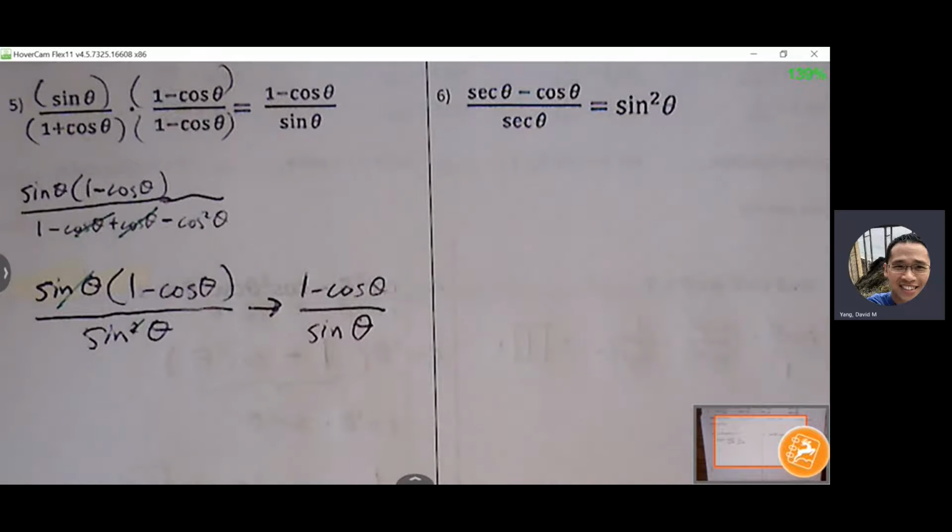Okay, good with 5? Okay, take a look at 6. I'm realizing that the step that I did on my key may not be the most efficient, but I want to see what ideas you have. What do you guys see with number 6?